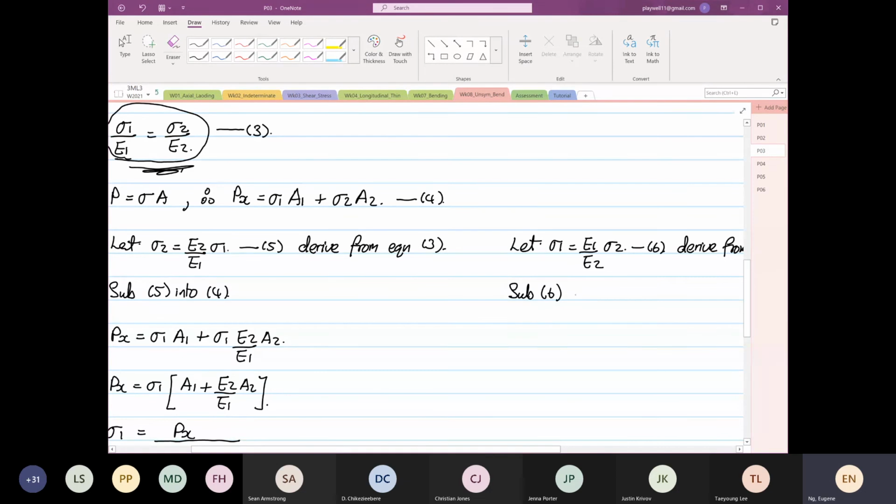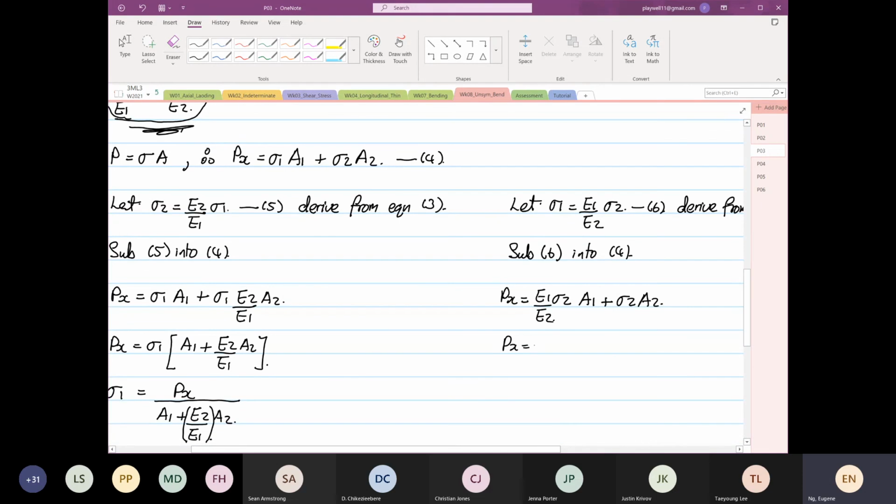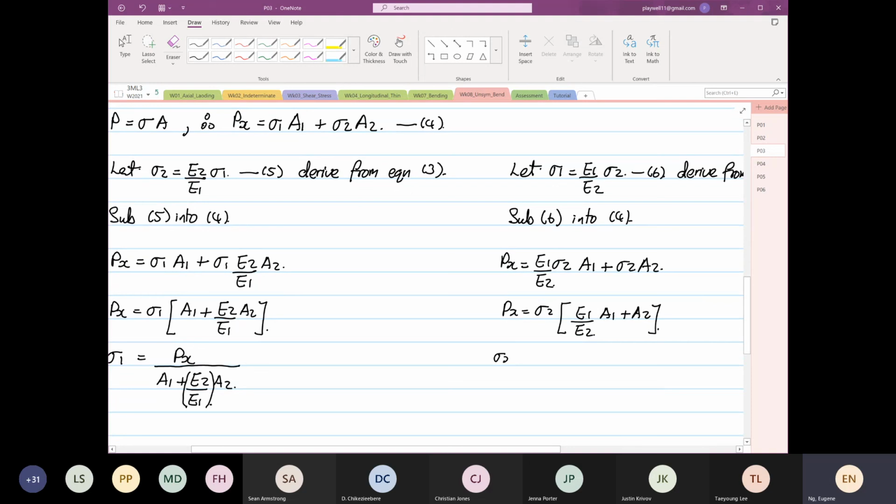So we're going to substitute 6 into equation number 4. Now we have Px equals E1 over E2 stress 2 A1 plus stress 2 A2. Exactly the same. So Px equals stress 2 times E1 over E2 A1 plus A2. So finally, stress 2 is equal to Px over E1 over E2 A1 plus A2.